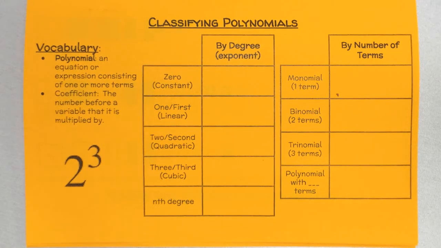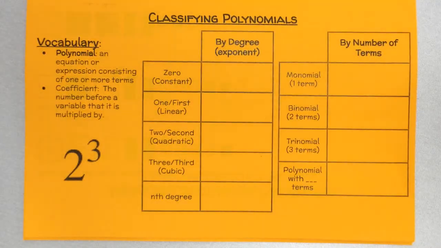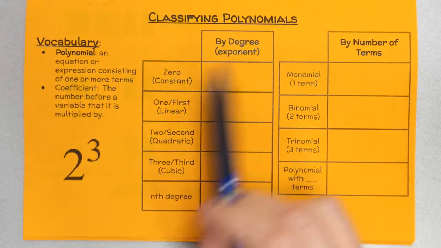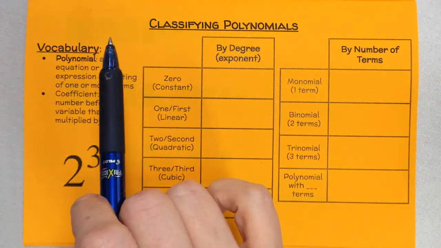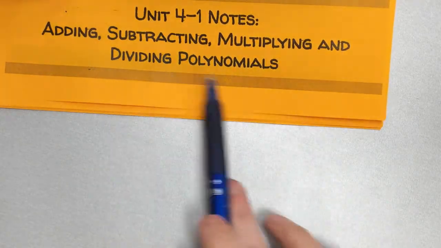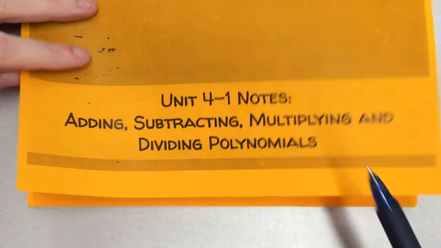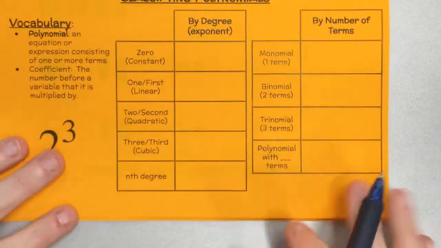All right, we're about to start unit 4, 4.1. This unit has a ton of vocabulary. Now, I'm not necessarily going to quiz you on this vocabulary, but you need to know what it means. So we're going to be adding, subtracting, multiplying, and dividing polynomials. Well, if we don't know what a polynomial is, we can't add, subtract, multiply, or divide it. So we're going to learn a bunch of vocabulary here.